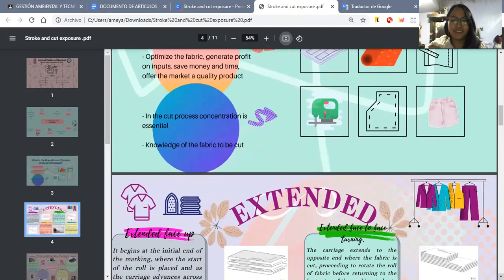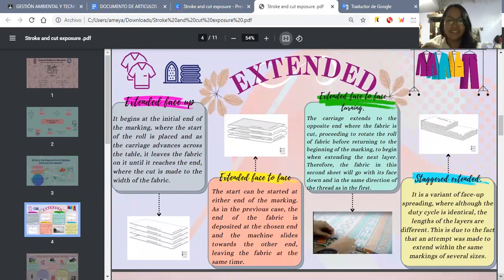Well, my name is Pamela Migueli Cortes Lima, and I will tell you about spreading. Well, the spreading is divided into four parts or four topics. The first is spread face up. In this spread, it begins at the initial end of the marking, where the start of the roll is placed, and as the carriage advances across the table, it leaves the fabric until it reaches the end. Okay, and where the cut is made to the width of the fabric.